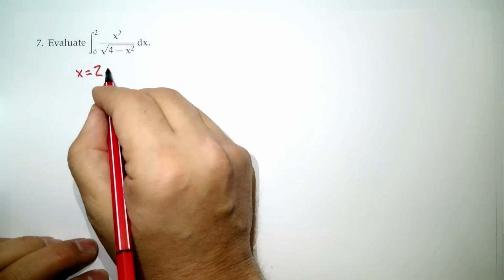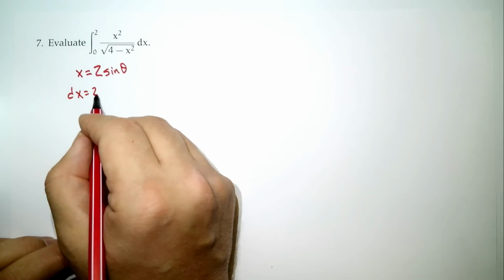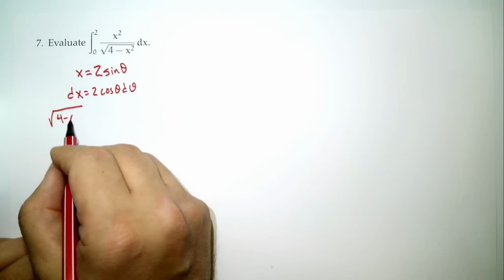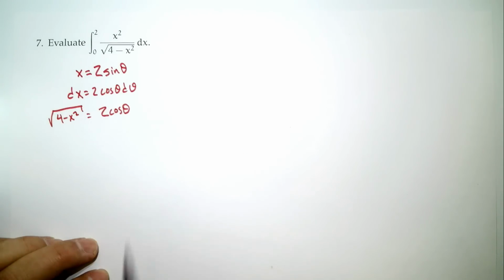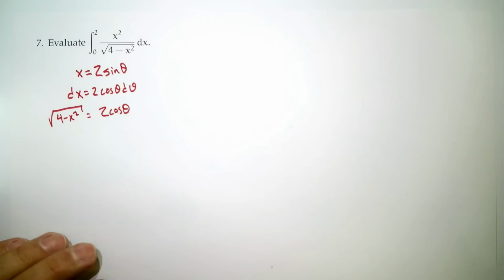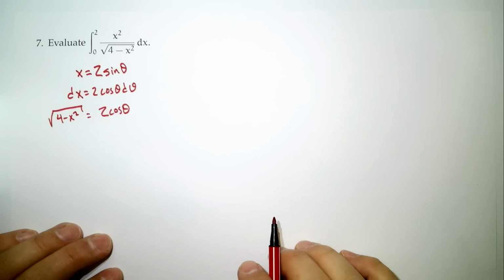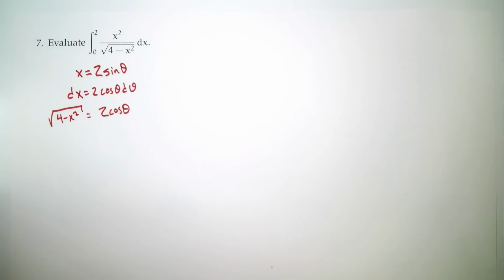So this is x equals 2 sine theta. Now, dx would be 2 cosine theta d theta. The square root of 4 minus x squared, if you just work this out, will become 2 cosine theta. All right, so we get to there. Now, this is an interesting case. There are sort of two branches. So let's do both.